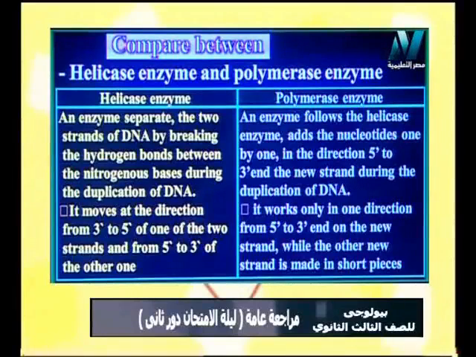علشان كده احنا بنحتاج في الدوبليكيشن اوف دي ان ايه بنحتاج 3 انزيمز. بحتاج هيليكيز انزيم or DNA helicase enzyme to break down the hydrogen bonds between the nitrogenous bases to separate the two strands of DNA. ال DNA helicase enzyme بيمشي بين الاثنين، يعني from 5 prime to 3 prime of one of the two strands and from 5 prime to 3 prime of the other one.